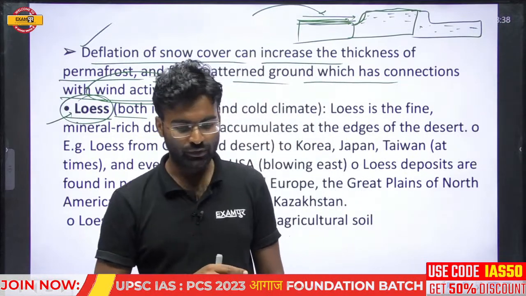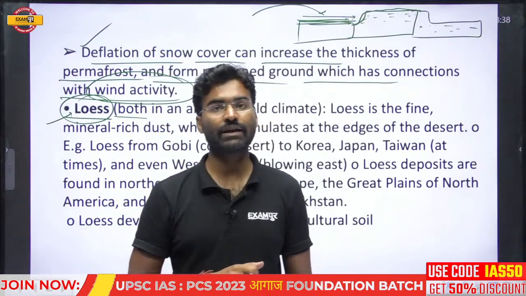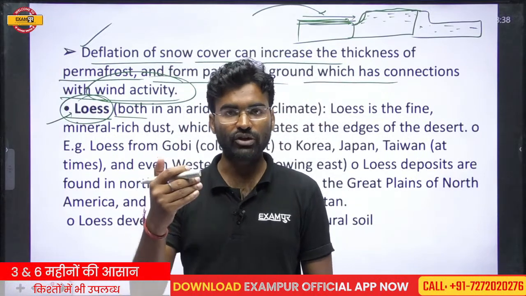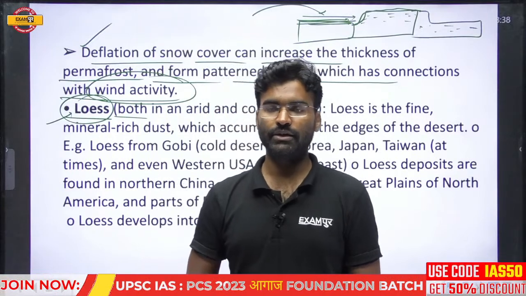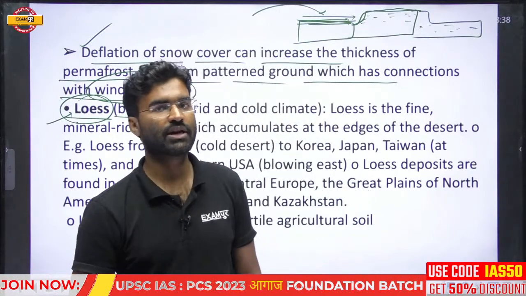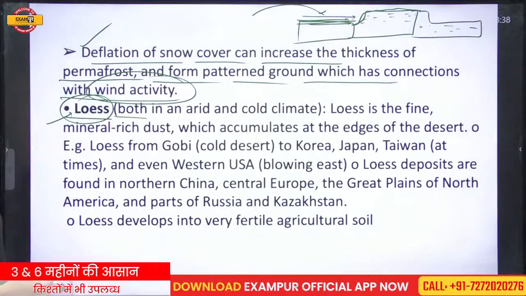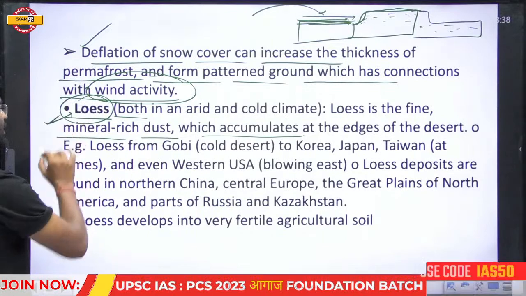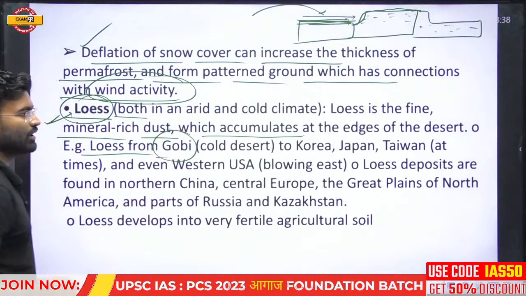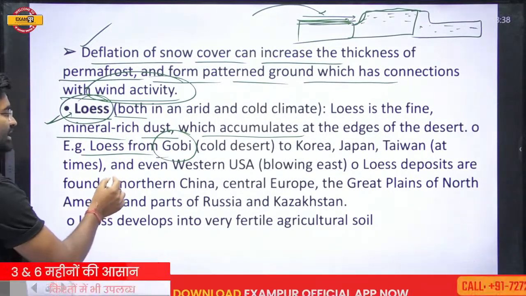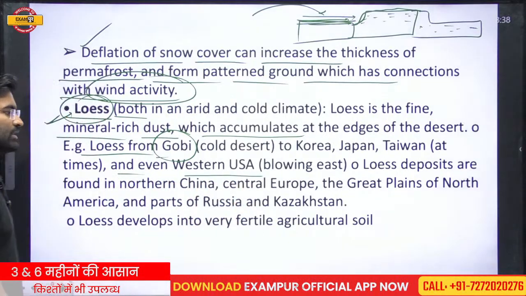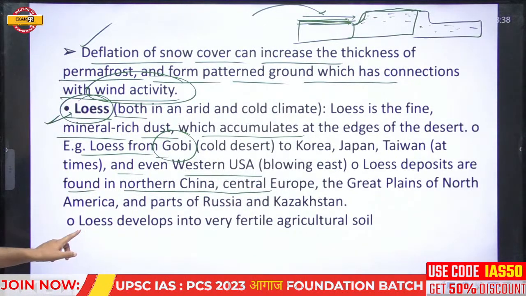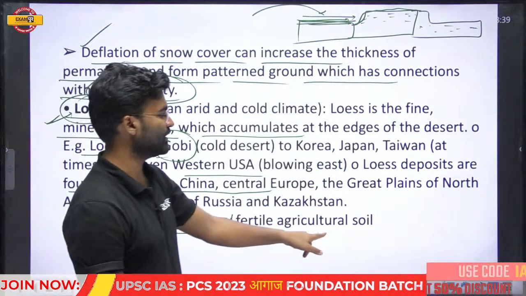So loess deposition is taking place in both areas, in the cold region and in the arid region. The example of loess is seen in the south of the Gobi Desert in China, the loess plain, the basin of the Huanghe River in China. Loess is the fine, mineral-rich dust which accumulates at the edge of the desert. Loess from the Gobi blows east to Korea, Japan, Taiwan and even western USA, and loess deposits are found in northern China. Loess develops into very fragile agricultural soil.